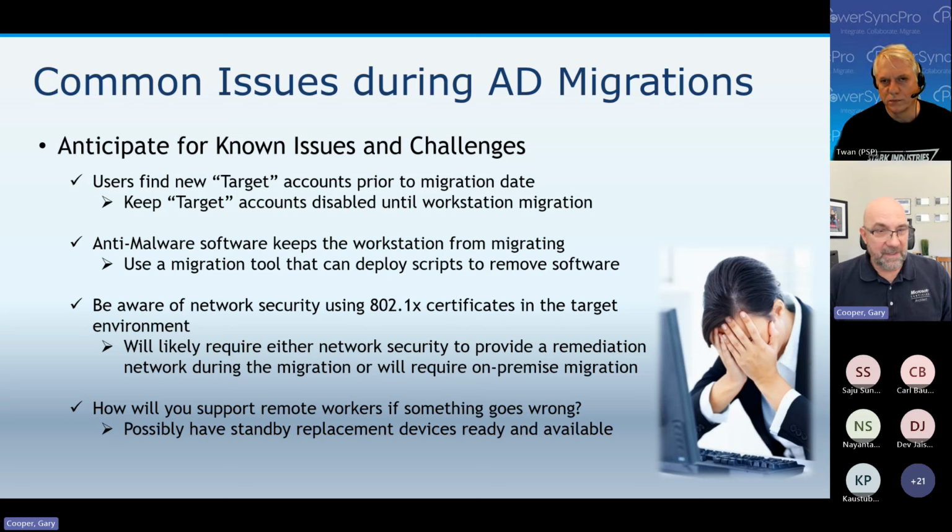If you're using RDP that's domain joined, that's not going to work. So do you have a replacement device available for that user? How far are they from your nearest office, right? Can they drive in and get on the network to do that? Or are they hours and hours away? So those sorts of things need to be thought through and addressed and be ready for.